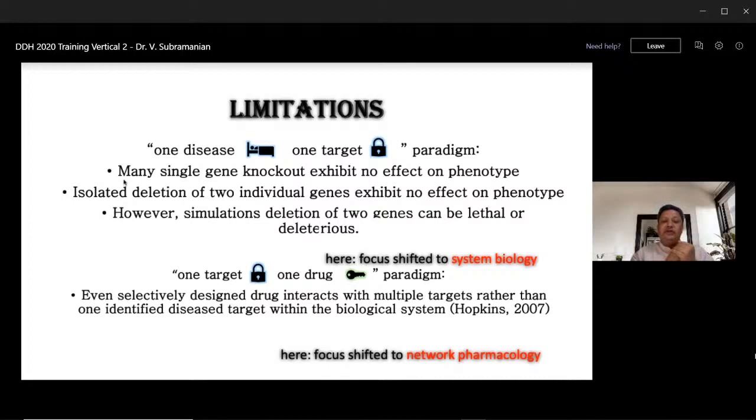So here is another issue whereby we thought that one drug acts on a single target, and this paradigm was also failing. Why? Because even selectively designed drugs, which we say are very selective, also interact with multiple targets rather than one identified disease target within the biological system. So then we thought, no, we cannot say that one drug acts on a single receptor or single target. It has affinity for other receptors too. So it is not working like a bullet. It has effects on a number of other receptors. So this polypharmacological approach of these drugs led us to shift the focus to network pharmacology.